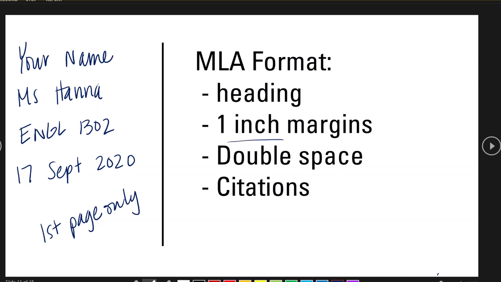Everything should have 1-inch margins, everything should be double spaced, and you should have citations. So you should have internal citations. Anytime you have a quote at the end of the sentence, you're going to put the author's name and page numbers in parentheses at the end of the sentence. And then at the very end of the paper, you're going to have a full citation for the whole short story.